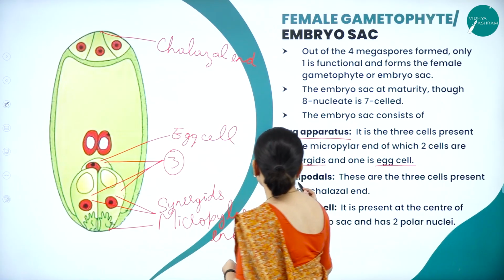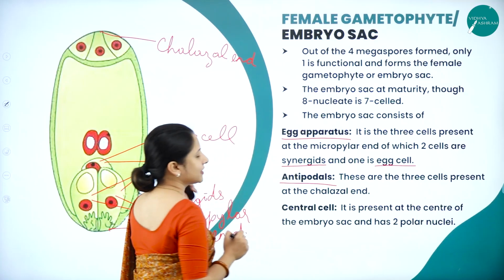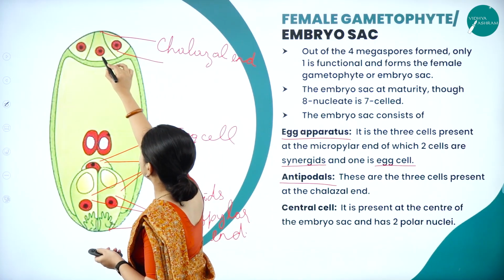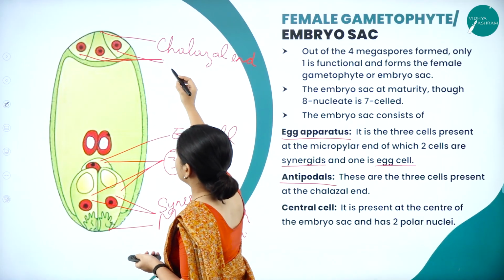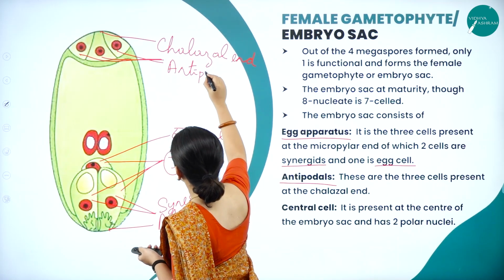And next we have the antipodals. These antipodals are present at the chalazal end. Again here, all these 3 cells at the chalazal end, you call them the antipodals.